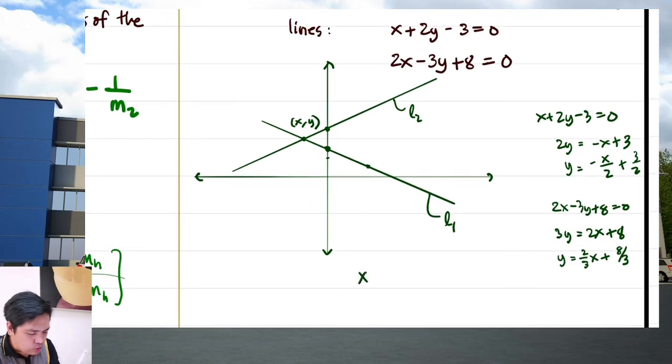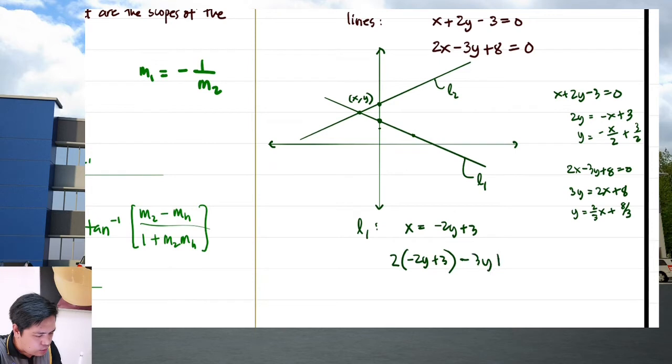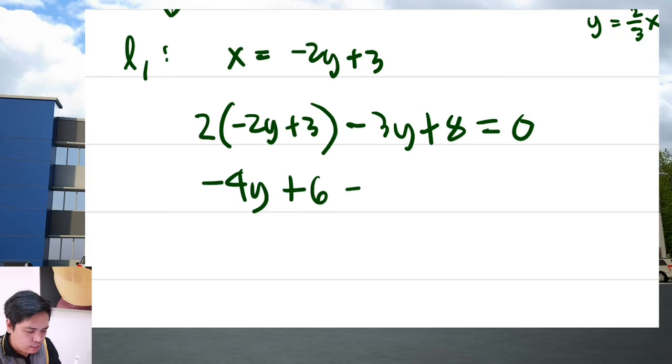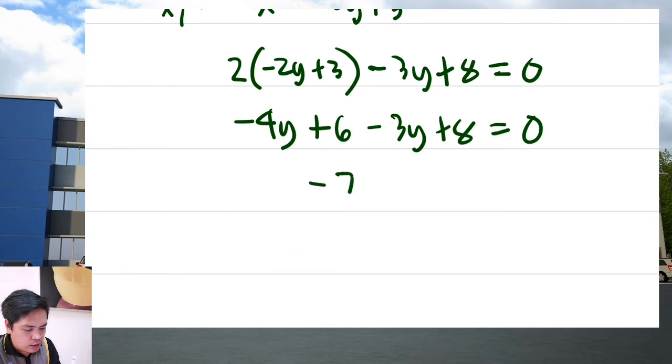So, to solve that, we can use substitution with this. So, how about if I use x from line 1, I'll use x equal to negative 2y plus 3. So, I just transpose these 2 to the other side of the equation. Then, I'll substitute that value to x here. So, that would be 2 times negative 2y plus 3, minus 3y plus 8 equals 0. So, negative 4y plus 6 minus 3y plus 8 equals 0. Then, that's negative 7y plus 14 equals 0.